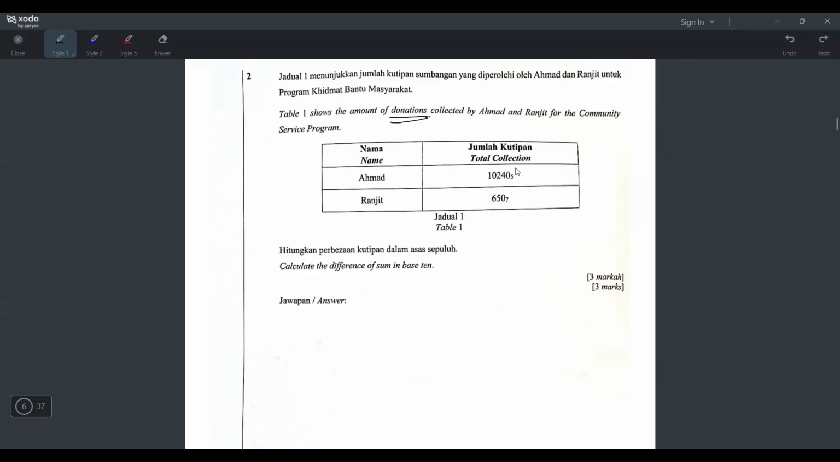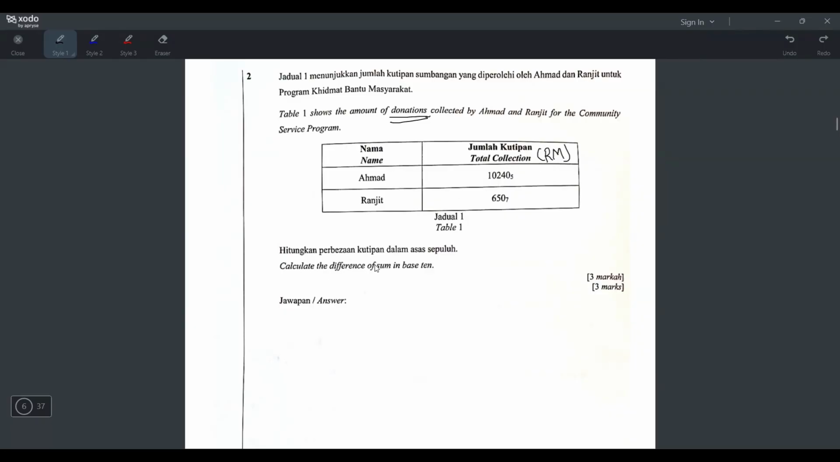10240 base 5. Okay. And then Ranjit, oh, never mind. They are not making the donation, they are collecting the donation. Sorry. So this is like total collection, right? So Ahmad collected 10240 base 5, Ranjit collected 650 base 7, right? But since this is donation, it should be in RM, right? Yeah, because it's like money, so the unit should be RM.